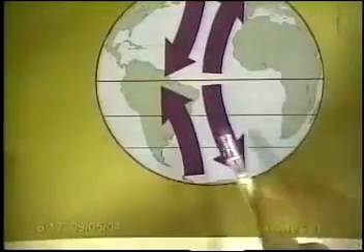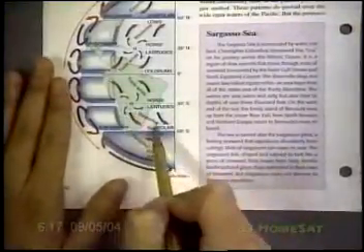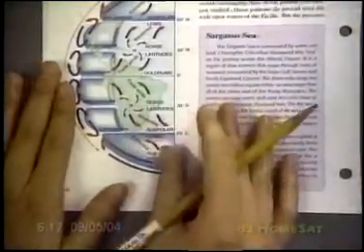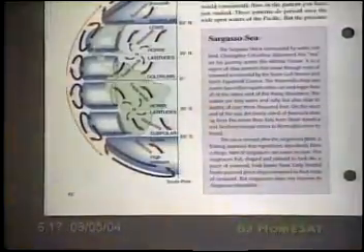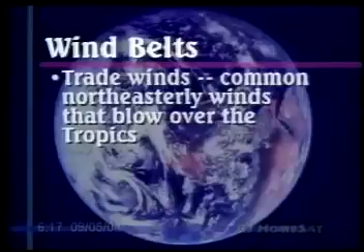Remember again which direction it's veering in the southern hemisphere, and that's the way our arrows are going on this map. Okay, now you want to read carefully over that section to be sure you understand. That's the Coriolis effect that helps us understand these wind belts. Now we do want to remember the names of the wind belts. Trade winds are the common northeasterly winds that blow over the tropics.